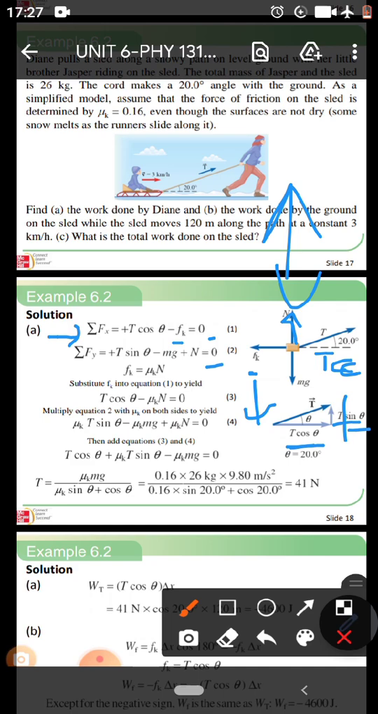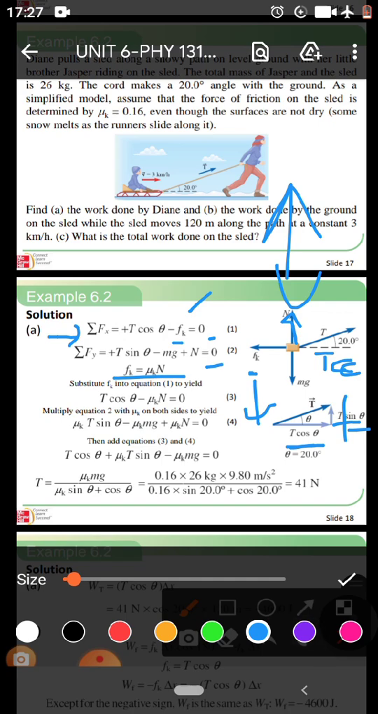So now we are given the frictional force as this. This is how we do the frictional force. Substitute Fk into equation 1, which is this one. You substitute it here, substitute this equation here, and then you need to multiply.